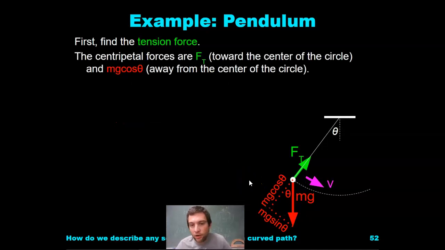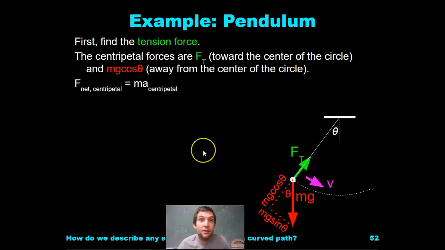Centripetal forces are always towards the center. In this case, we can see the tension is pointing towards the center. Well, we also have this mg cosine theta that's pointing away from the center. So we have to do a net force, Newton's second law equation for these two forces right here. The stuff that makes it go will be our tension. The stuff holding it back will be mg cosine theta.